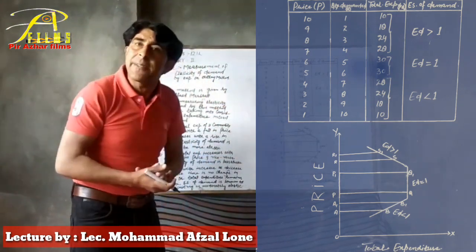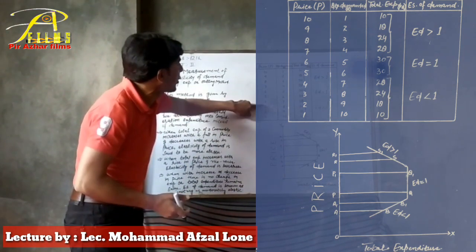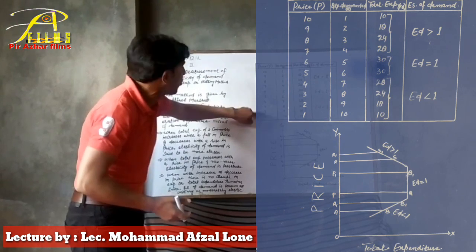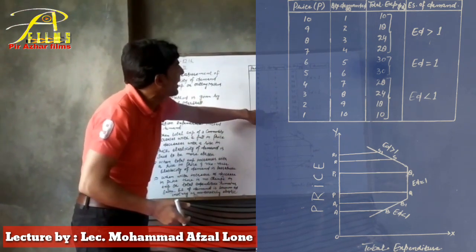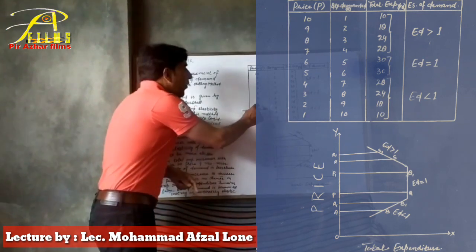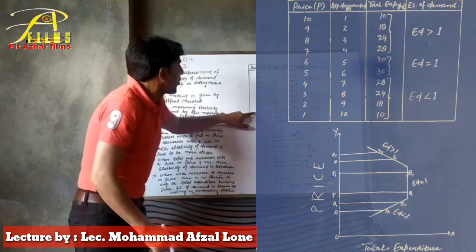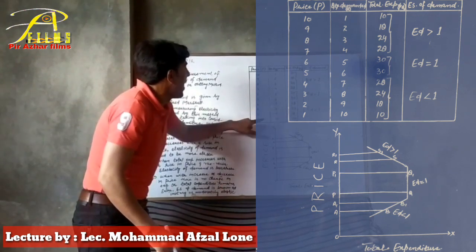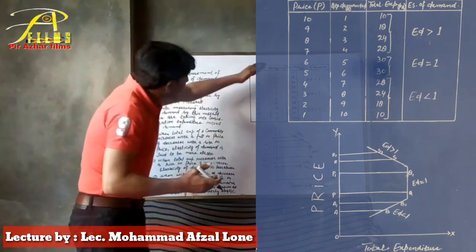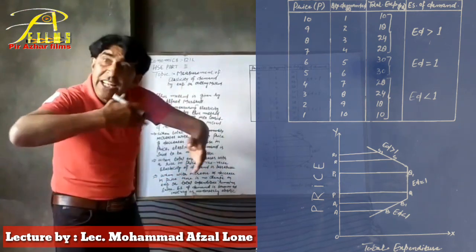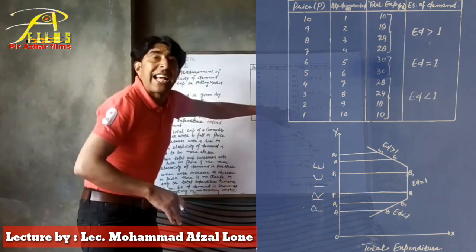Now the last case, from 4 to 1. Again price falls from 4 to 3, then 3 to 2, then 2 to 1. Demand increases from 7 units to 8 units, then 9, then 10. 4 into 7, 28. 3 into 8, 24. 2 into 9, 18. 1 into 10, 10. Opposite happens here. Although quantity demanded increases continuously with the fall in price, the opposite happens here with total expenditure.